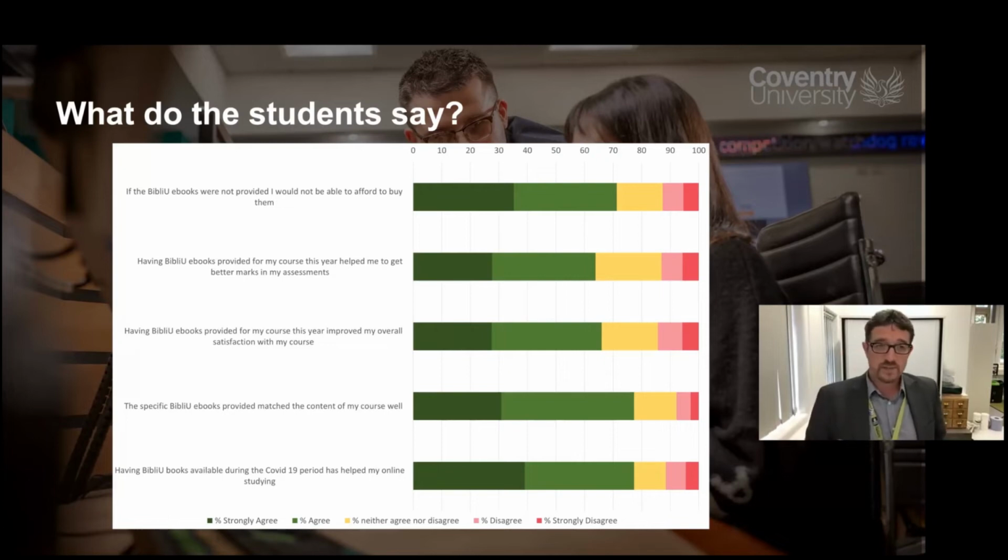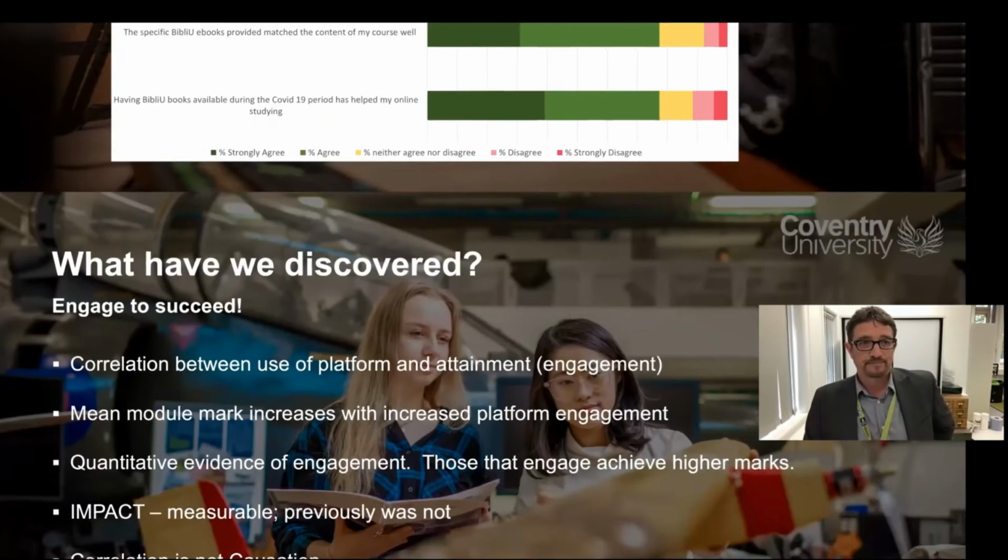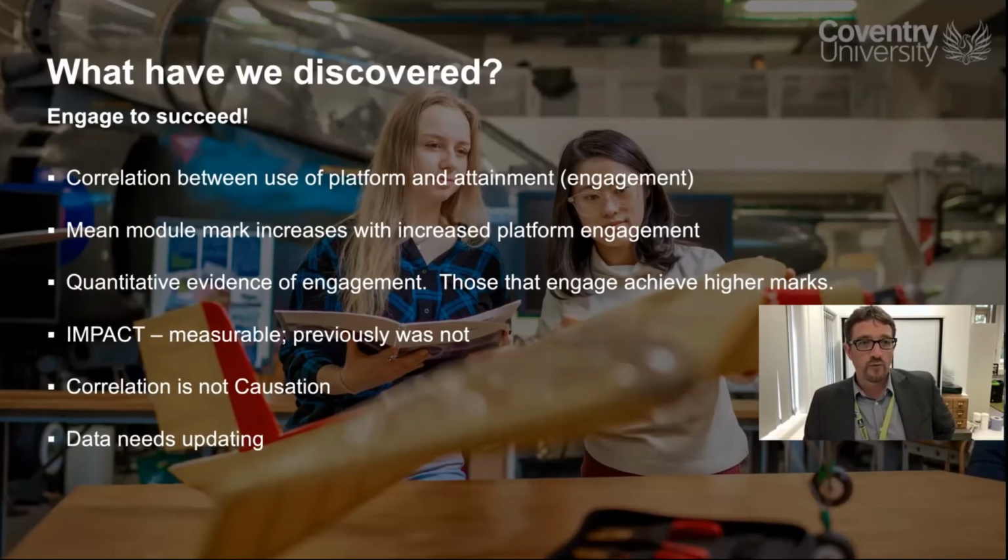So whether it's been because they felt that they wouldn't be able to afford to buy them otherwise, whether it's because they've felt that it's helped them study and it's therefore had a positive effect on their satisfaction, that's I think had an effect on them as well. So that's a positive thing for us. So overall, what have we discovered?